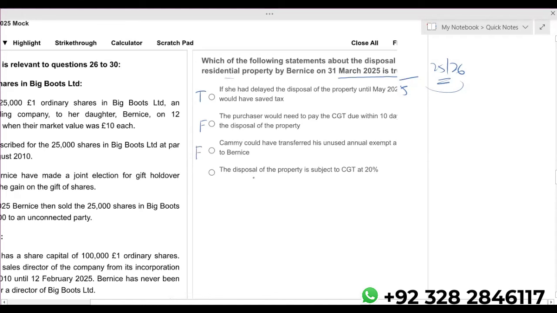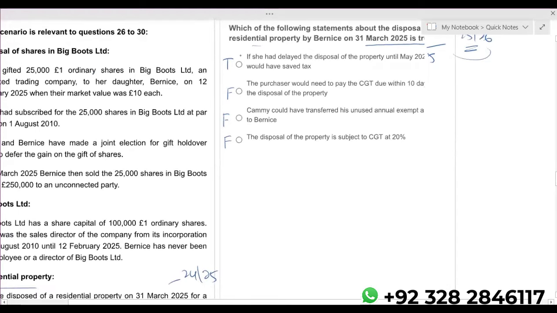Disposal of the property. You are a higher rate taxpayer. It is subject to 24%. It's not subject to 20%. Only one is true. The first one.